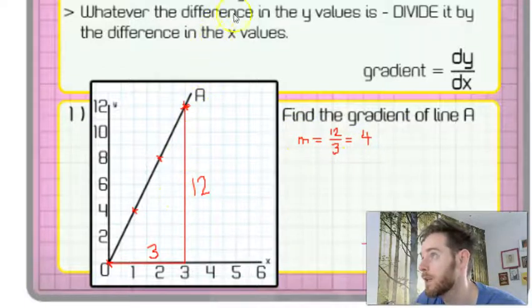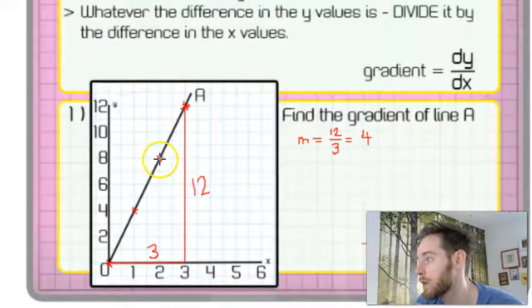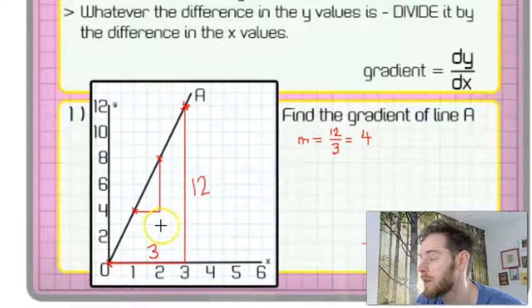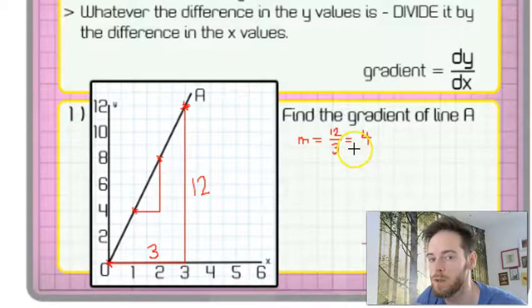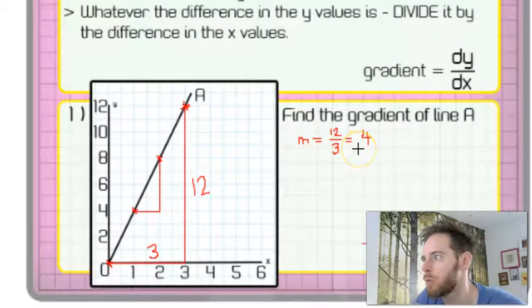Now it wouldn't matter if you went from two different points. If we went from this point here and this point here, we'd still get a gradient of 4 because the gradient is constant. So we've got a difference there between 8 and 4, which is 4, and difference between 2 and 1, which is 1. And 4 divided by 1 is still 4. You see what I mean? It doesn't matter what 2 points you choose.